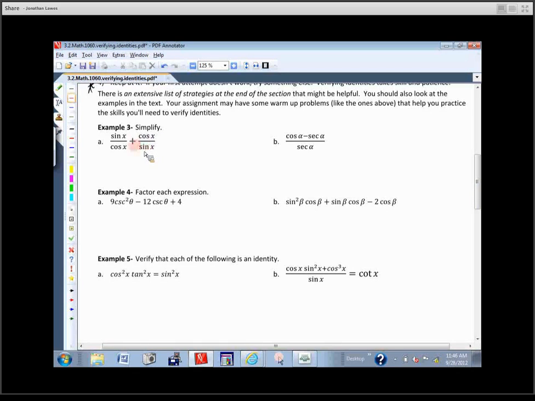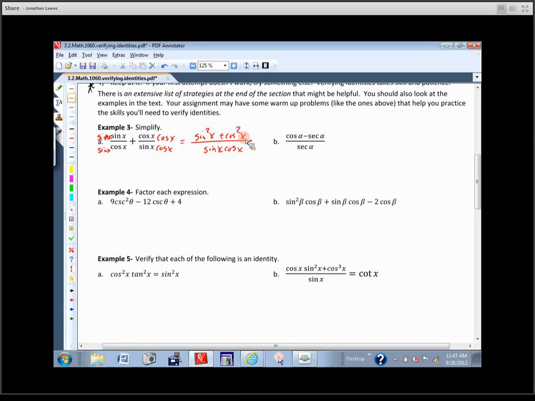Let's see. These are fundamentally just fractions, right? If I'm going to add fractions together, what do I need? I need a common denominator. So I need a sine on this one. I'm going to make them have the same denominator by making them have the same factors in the denominator. On this one, I need a cosine. So I've got a cosine here and here. So my common denominator is sine x, cosine x. In the numerator, I'd have a sine squared x plus a cosine squared x.